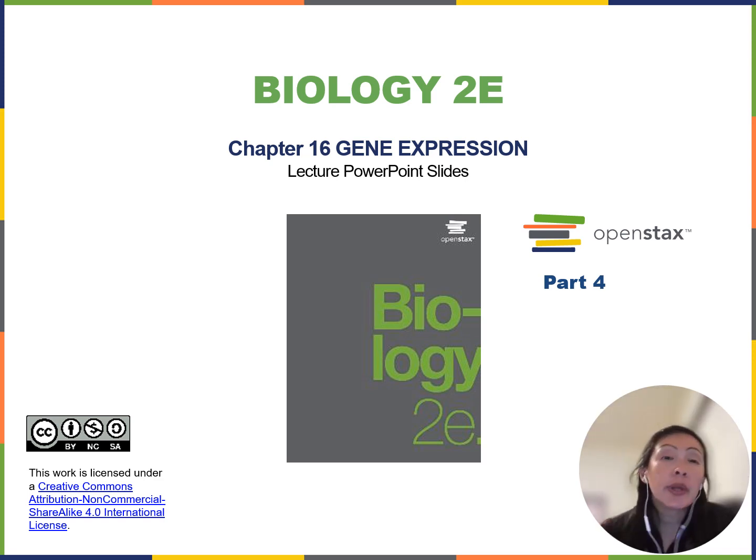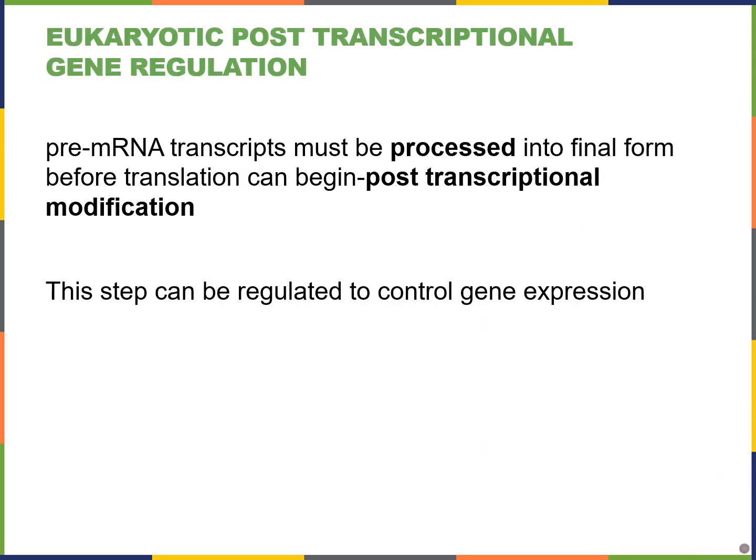Here we're going to look at eukaryotic post-transcriptional gene regulation, protein stability, and how altered gene expression can lead to cancer. So remember that in eukaryotes, after you transcribe your DNA and produce messenger RNA, it's actually not ready for translation yet. We actually have formed pre-messenger RNA transcripts that have to be processed before we can translate the messenger RNA into our protein. So this is our post-transcriptional modification, and this step, or these several steps, can be regulated as well.